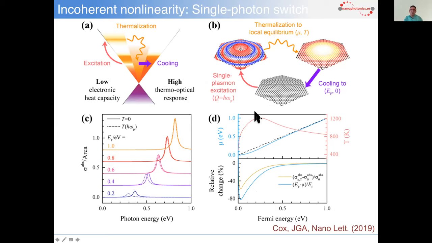So again, Joel investigated this scheme by which you can utilize this elevation of the electron temperature and the change in the optical response to make an optical switch for a single photon. So the idea is you start with a graphene nanostructure, you absorb the photon, the response changes, and eventually it thermalizes. In this region, the response will be different, as you can see here. Just by absorbing a single photon, the spectrum changes completely, so the next photon that comes will not be as efficient in exciting this.